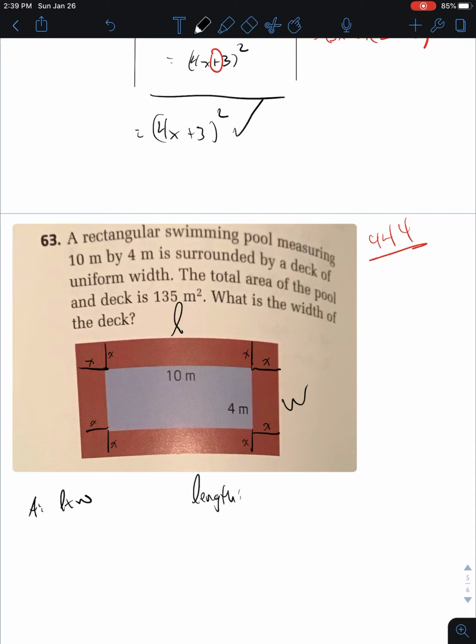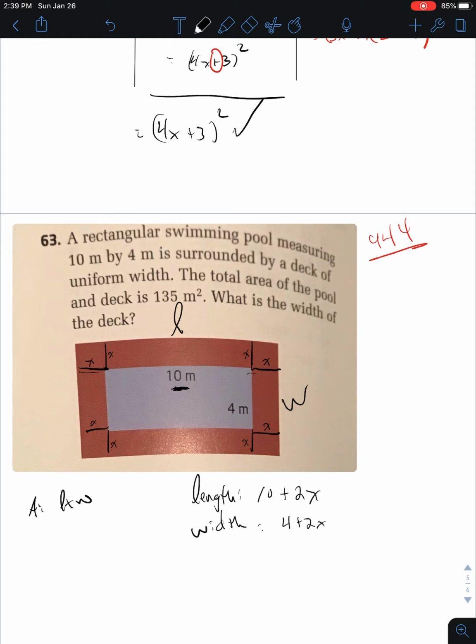Okay. So you're going to use this though for sure, right? Your trick here is that I need to represent the length somehow. So the length of the pool is 10, but then what's on either end? An X and an X, right? So the length is going to be represented with 10 plus 2x. And the width, what's the width represented by? 4 plus 2x. That make sense?